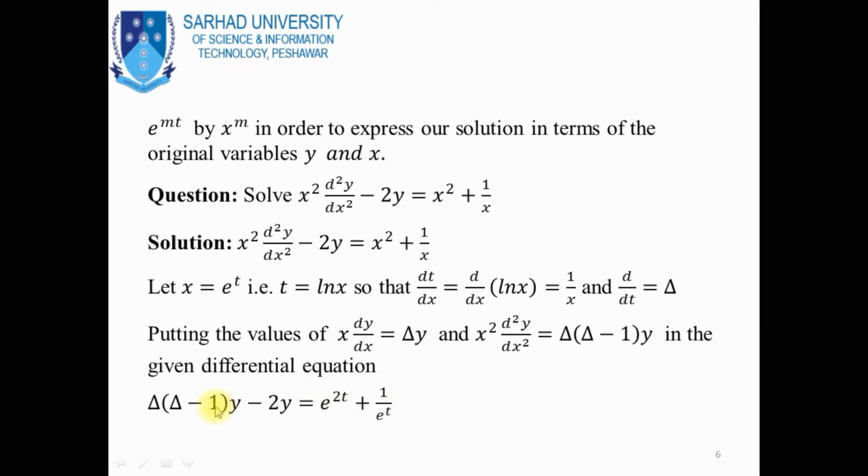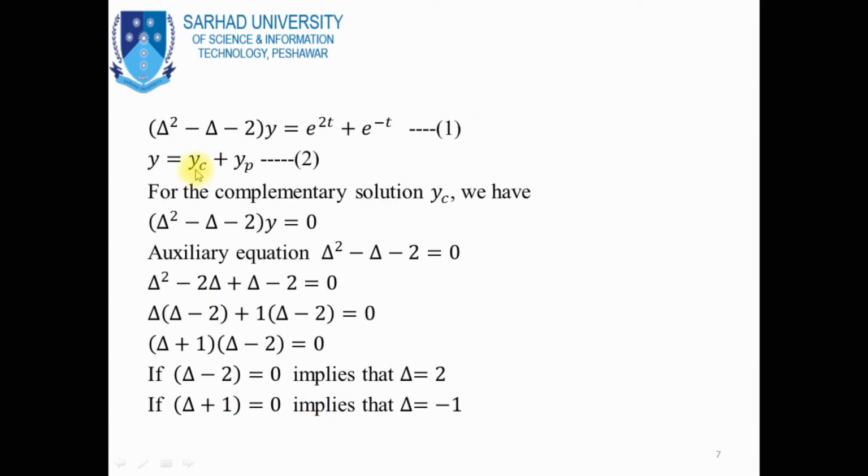Now this is the non-homogeneous linear differential equation with constant coefficients. You see over here delta square minus delta minus 2 into y is equal to e power 2t plus e power minus t. So this equation has two solutions. One will be the complementary solution and the other will be the particular solution.